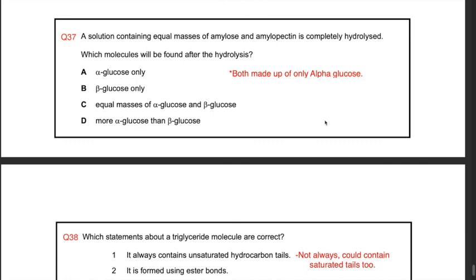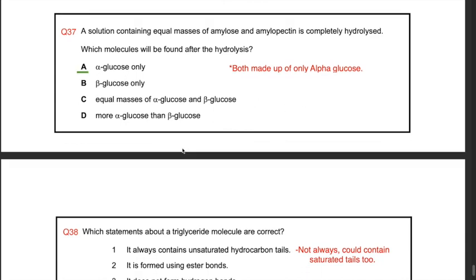Amylose and amylopectin are both made up of alpha glucose only. Therefore, the best possible answer is A, alpha glucose, as all the other answers B, C and D mention beta glucose in it, which is incorrect.